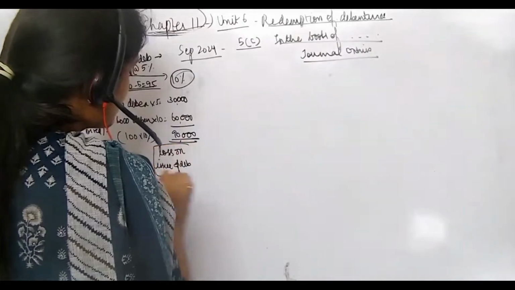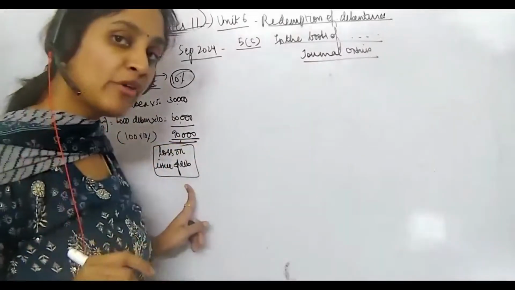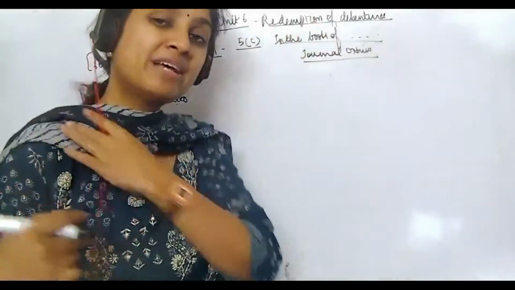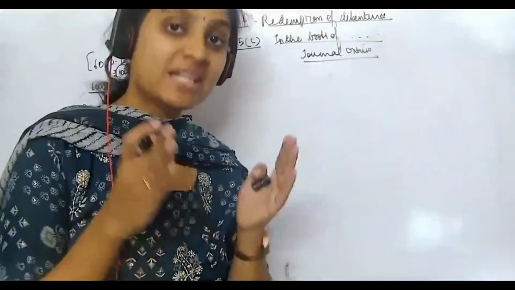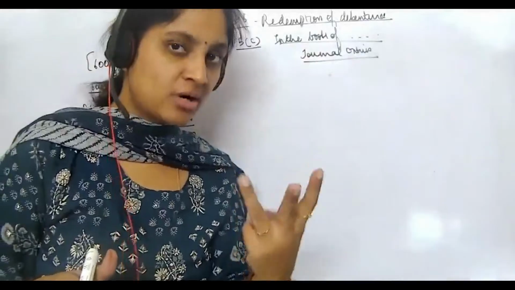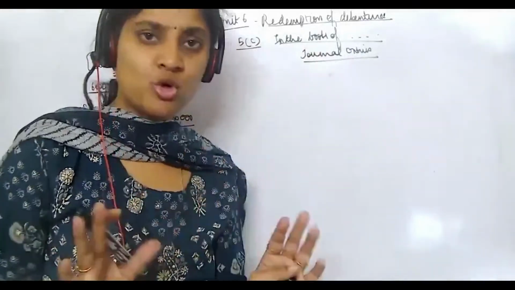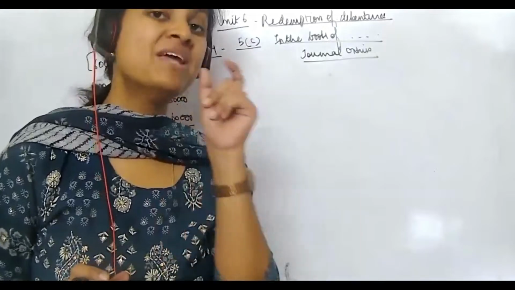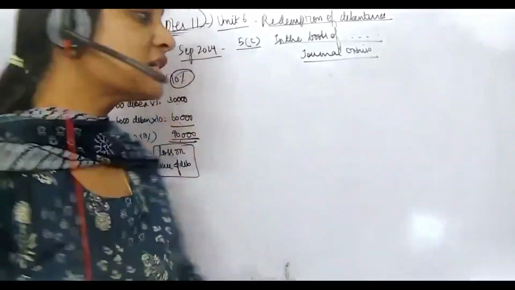So this was the concept I taught to all of you in unit number 3. Last concept. What did I tell you? Whenever you are issuing the debentures, you can issue it at par, premium or discount. When you issue at par or premium, no problem. But when you're doing it at a discount, there is a problem. It is like a loss for the company.